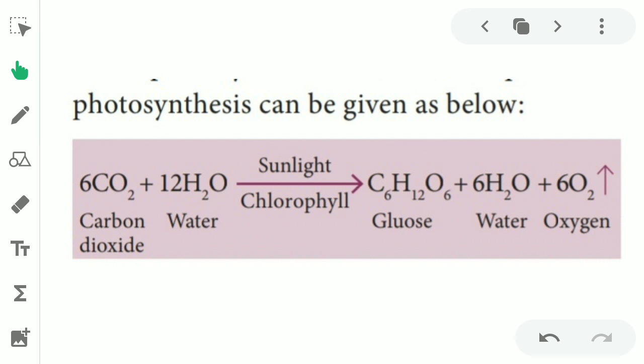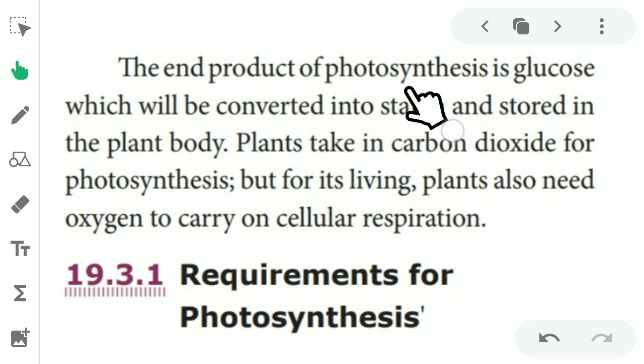The equation of photosynthesis: carbon dioxide plus water, in the presence of sunlight with the help of chlorophyll, produces glucose, water and oxygen. The end product of photosynthesis is glucose, which is converted into starch and stored in the plant body. Plants take in carbon dioxide for photosynthesis. Plants also need oxygen to carry on cellular respiration.